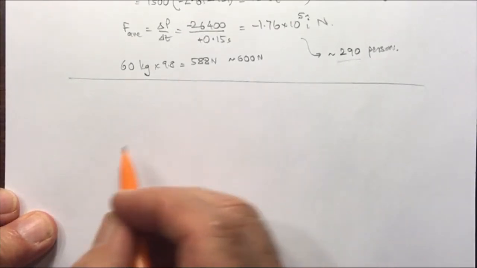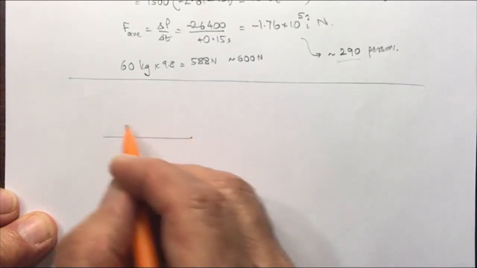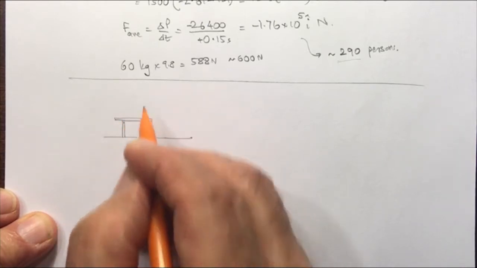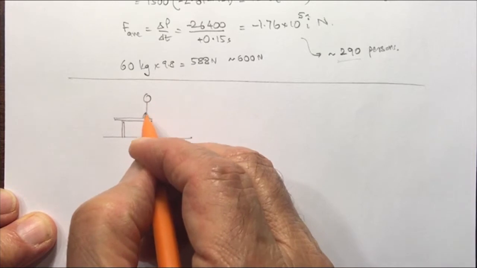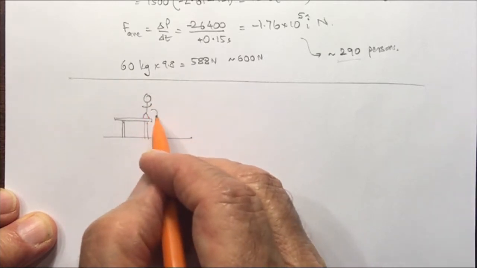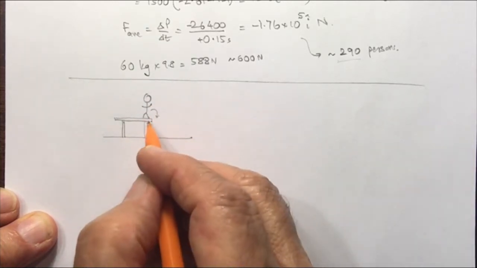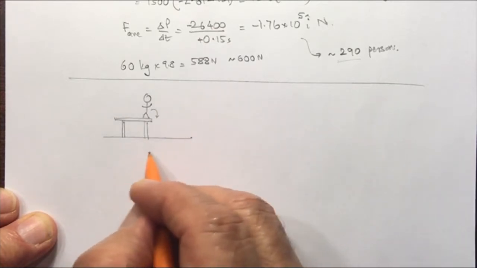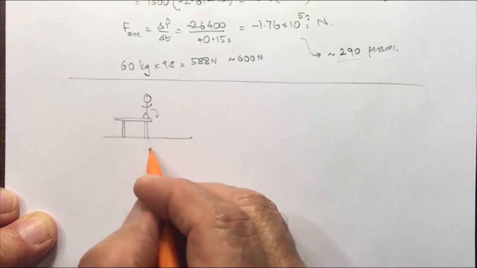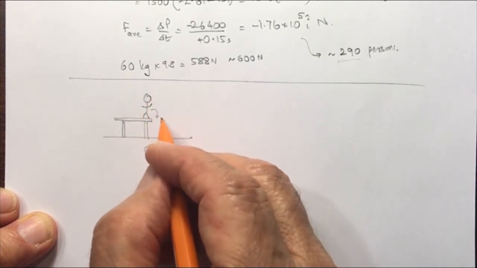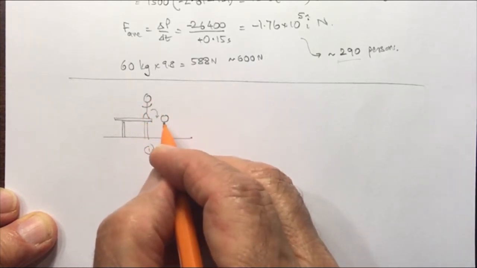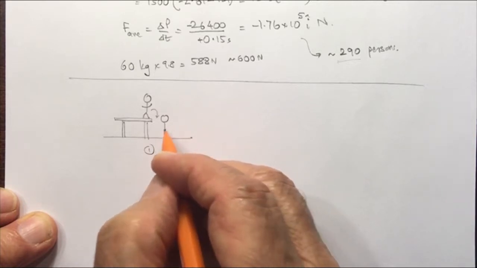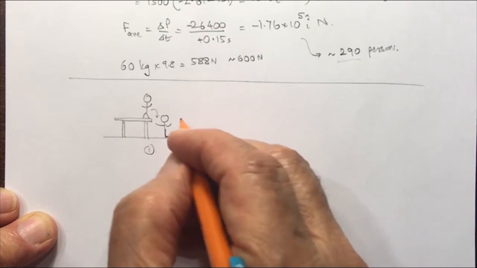So let's consider that you have a table here, and on that table you have a person, and he just jumps down from the table. And you can do that. I mean, it's not such a hard thing. But in this first case, we assume that the person jumps down and he keeps his legs straight. Okay, he does not bend his knees.